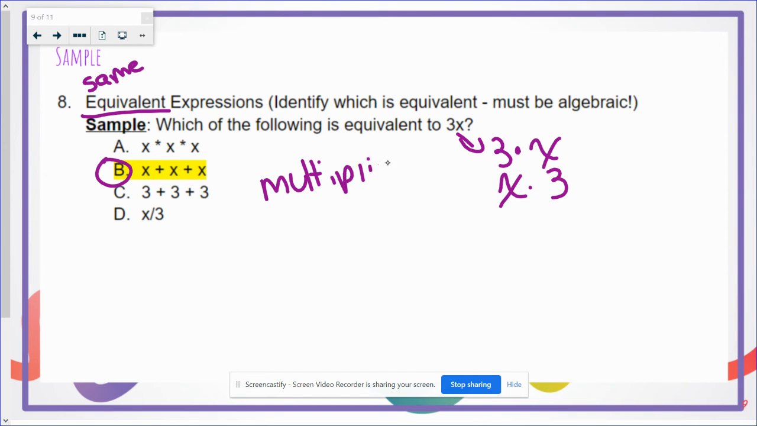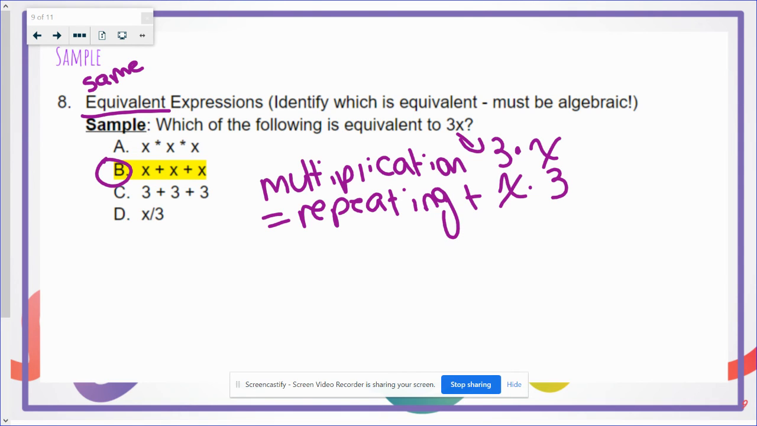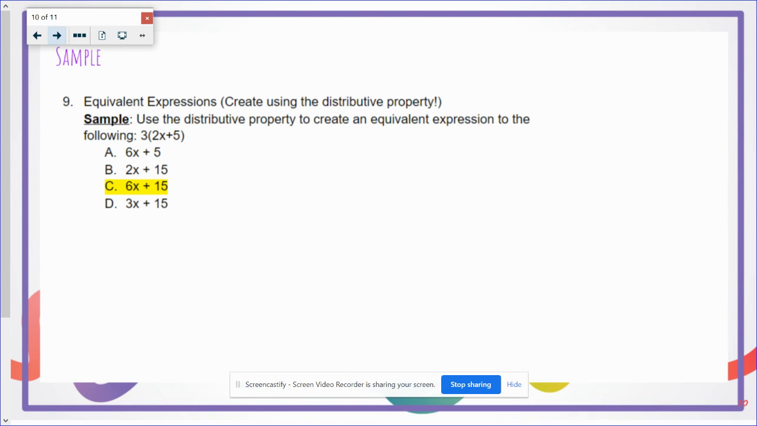And multiplication is the same as repeating addition. So 3 times x is really adding x to each other 3 times. Just like 3 times 2 would be the same as 2 plus 2 plus 2. They would both equal 6. A would not be the correct answer. That would actually be x to the third power, because exponents are repeating multiplication. Multiplication is repeating addition. Exponents are repeating multiplication. All right, let's move on.